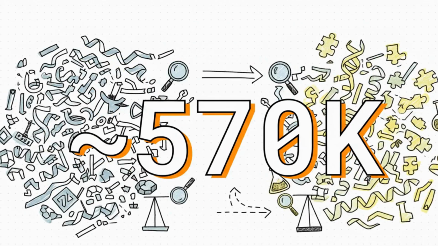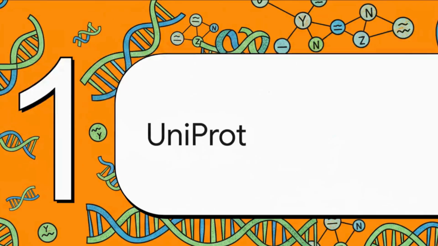Now, compare that massive number to this one, only about 570,000 sequences. These are the ones that have been painstakingly, manually reviewed by expert scientists, and they're backed up by solid experimental evidence. And that right there is the central challenge, finding those islands of quality in an ocean of quantity. So what's the solution that was built to manage this exact problem? Well, that would be the UniProt database.